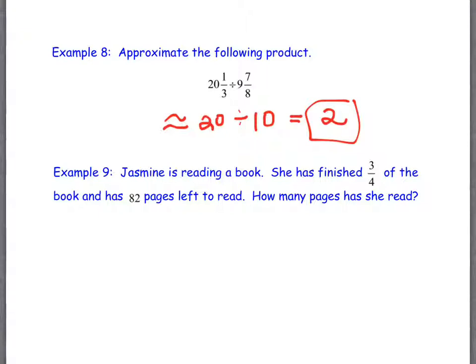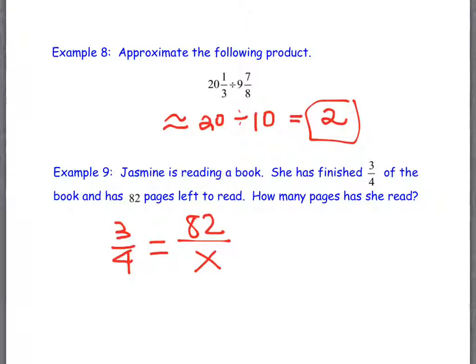The question is, how many pages has she read? So there's several ways to do this problem. Somebody give me an example of what you're seeing on how in the world would you set this up? 3 is equivalent to 82 over x, and then plus multiply. Okay, you're really close. It would. Why 1/4, Allison? Because she has 82 pages left, and she also has 1/4 left.